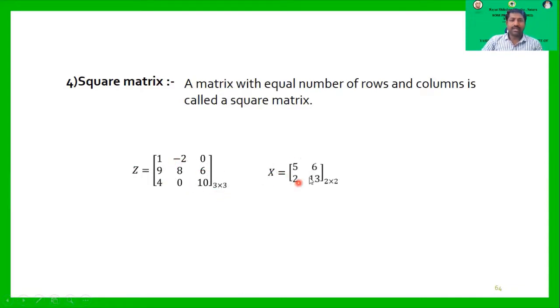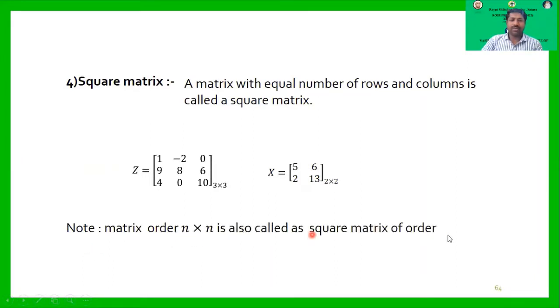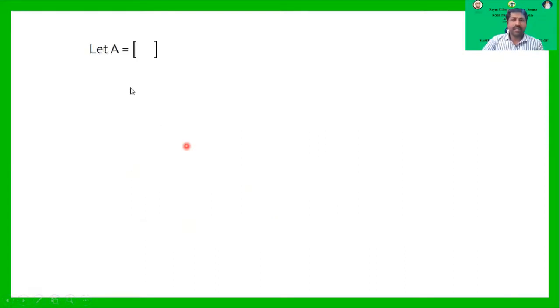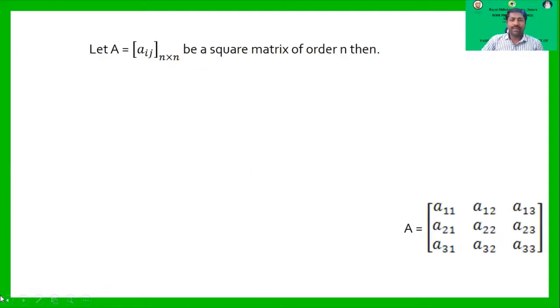So X is a 2 by 2 matrix, same number of rows and columns. So it is a square matrix. And now a matrix of order n by n is also called a square matrix of order n. A matrix of order 2 by 2 is also called a square matrix of order 2. Now let A is equal to [aij] n cross n be a square matrix of order n. Then consider for reference this matrix capital A with 9 elements, with its suffixes denoting its position.